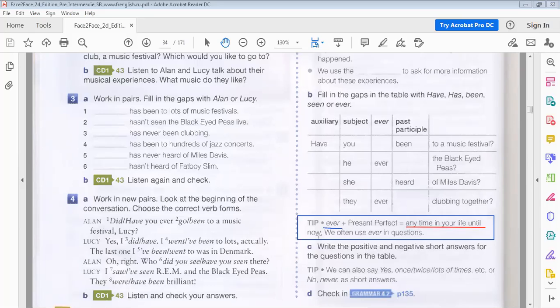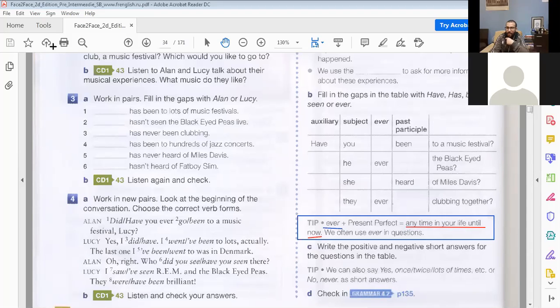Can you see this? Can you read it again, please, Sanra? What does this say? It says anytime in your life until now, right, Sohaib? Yes. So the idea with ever, it means in your whole life, في عمرك كله, anytime in your life. So for example, if I say, have you ever tried or have you ever eaten sushi? I mean in all of your life, your whole life, في حياتك كلها, في عمرك كله.